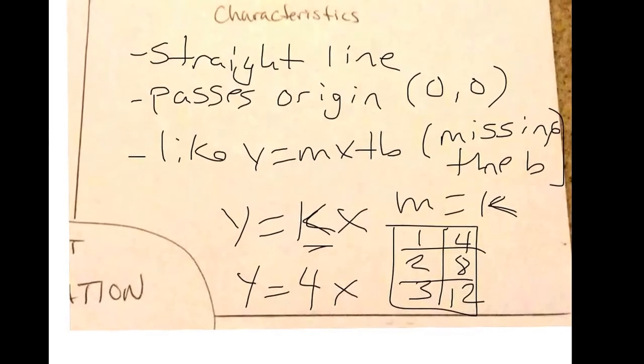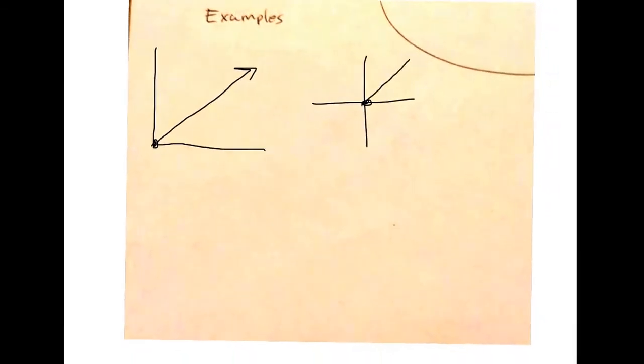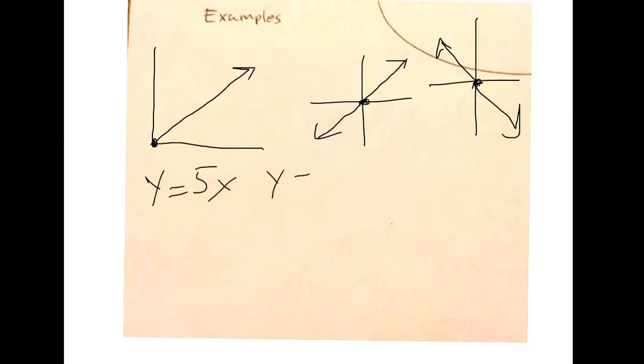Some examples. It has to be a straight line and it has to go through the origin. So that's an example. Here's another example. Here's another example. Any straight line that goes through this middle point right here. Equation examples: y equals 5x, y equals 1/2 x. You can even switch the letters up. A equals 7b. Just as long as it's a letter equals a number and then another letter.